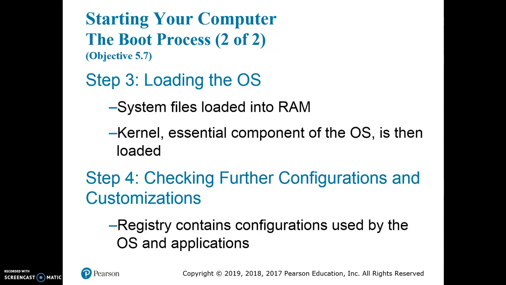Step 4 is checking further configurations and customizations. In this step, the registry contains these different configurations that are used by the operating system and by the applications. So it runs through the registry, checking to make sure that the operating system is working as it should and applications are running as they should as well. So those are the 4 steps of the boot process.